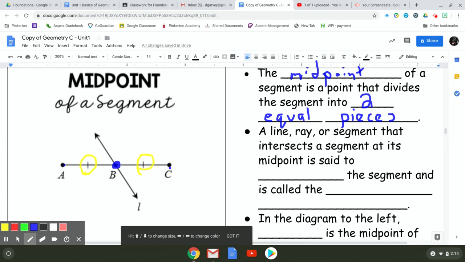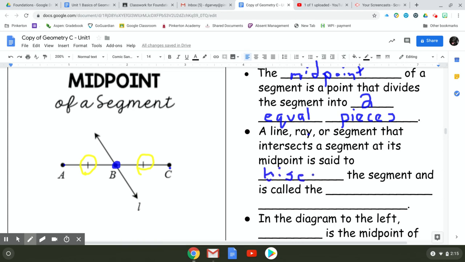So a line, ray, or segment that intersects a segment at its midpoint is said to bisect the segment, and it's called the segment bisector.